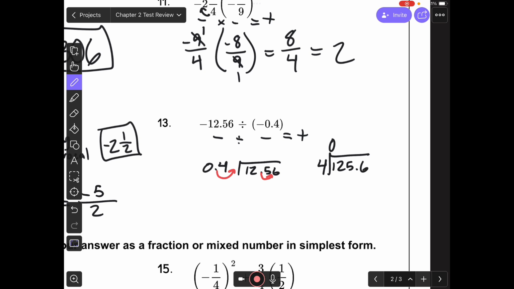4 does not go into 1. 4 goes into 12 evenly 3 times. Drop down the 5. 4 goes into 5 once. Drop down that 16. Make sure you line your decimal up. 4 goes into 16 4 times. My answer here is 31.4. Check to make sure my answer matches.